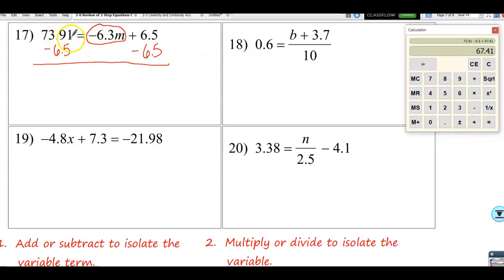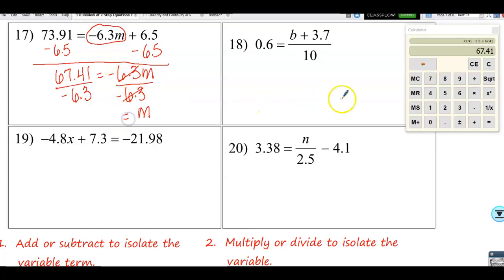Okay, while I was rambling on, I subtracted 6.5 from 73.91, giving me 67.41 equals negative 6.3m. And then our second step is to divide both sides by the number in front of the variable, so negative 6.3. These cancel out, leaving us just m, and we're going to rely on the calculator for this step. That number, 67.41, divided by 6.3. You would have probably made it negative. It's okay, I just know it's going to be negative. And I have negative 10.7 as my solution.